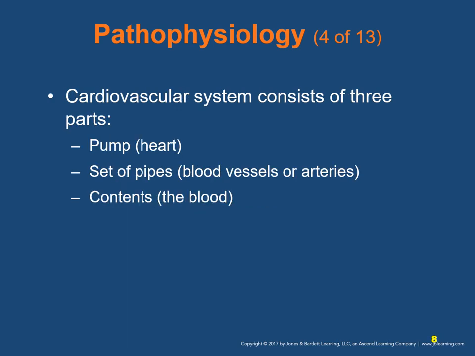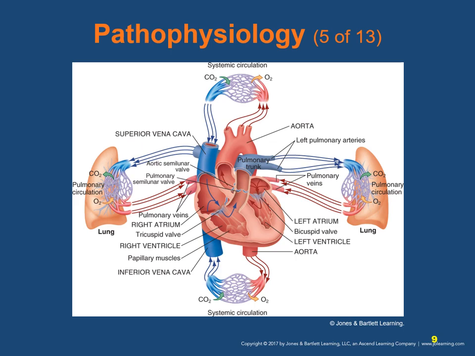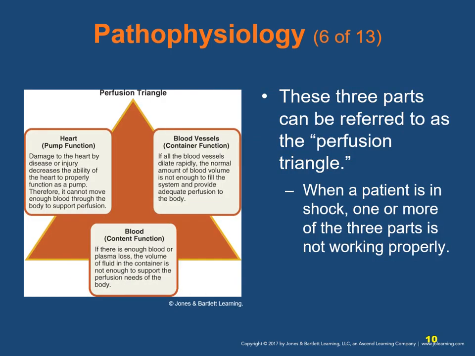The cardiovascular system consists of three parts: a pump, the heart; a set of pipes, blood vessels or arteries that act as the container; and the contents of the container, the blood. The figure on the slide illustrates the cardiovascular system. These three parts can be referred to as the perfusion triangle. When a patient is in shock, one or more of these three parts is not working properly.